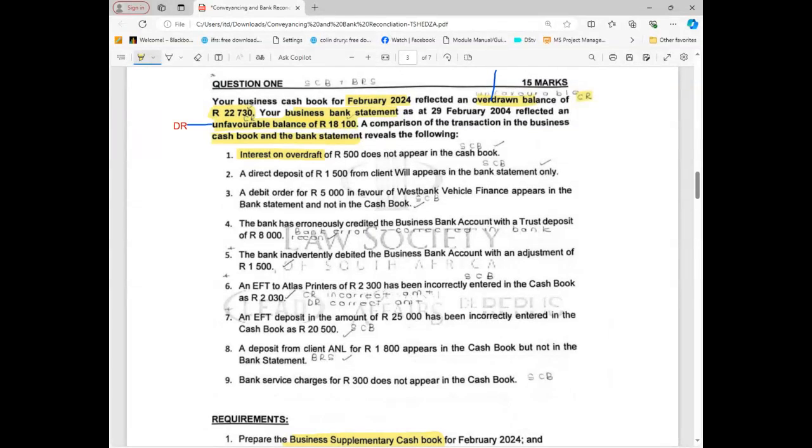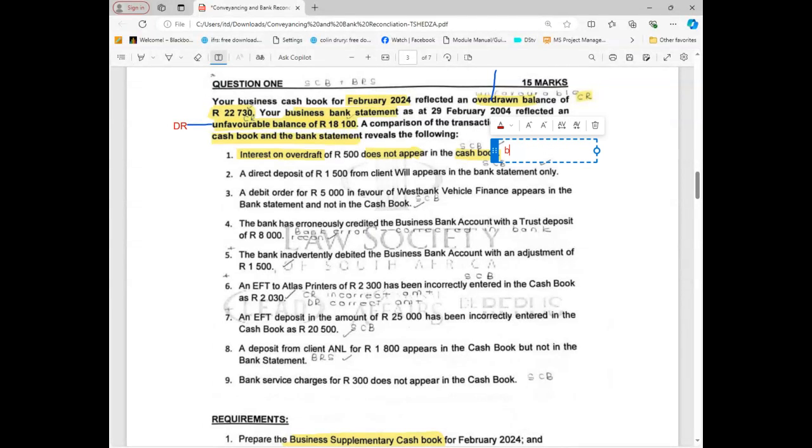Yes, so if it's on the bank statement, obviously we usually see the information on the bank statement, and thereafter, what do we do? We go and record in our books because remember it must appear on both sides. But at least this one is easy. They say interest on overdraft does not appear in the cash book. So meaning we must go and record in the cash book.